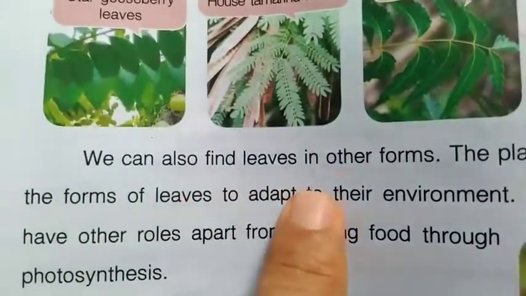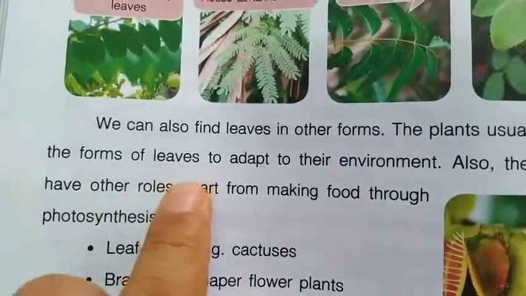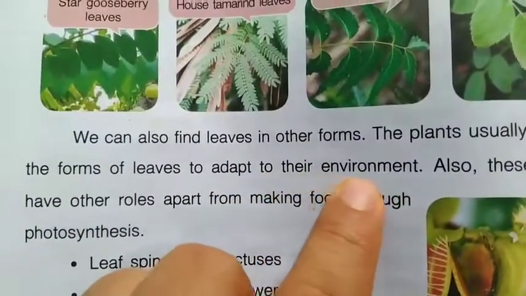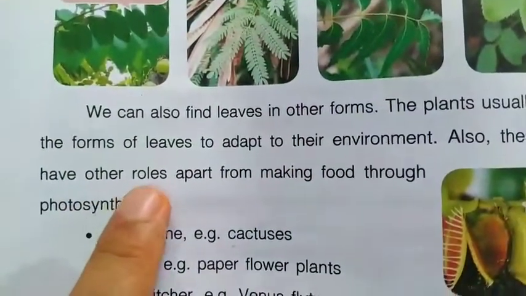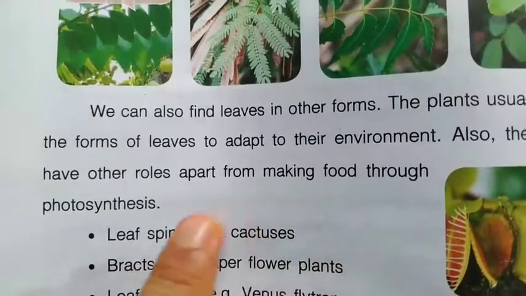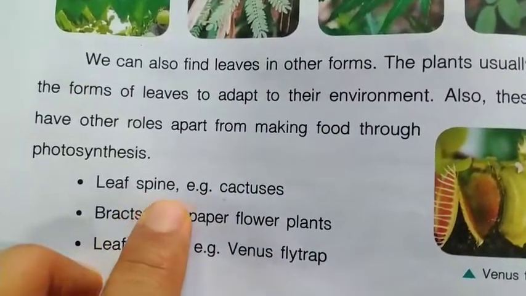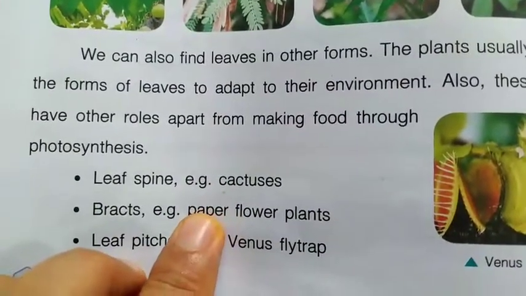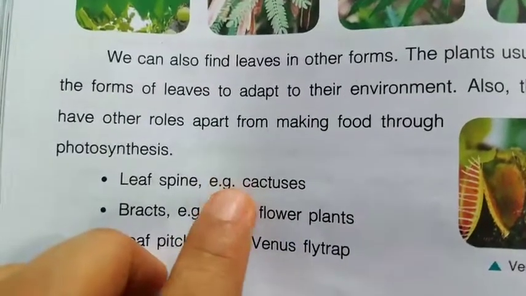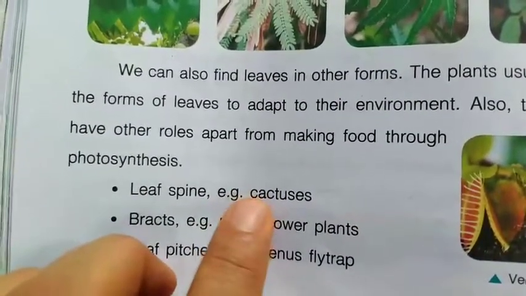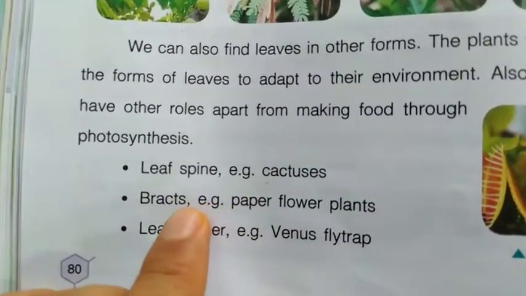So we can also find leaves in other forms. The plants usually change the forms of leaves to adapt to their environment. Also, these leaves have other roles apart from making food through photosynthesis. For example, leaf spines, like on cactuses. Cactuses do not have leaves, right? But they have the green color. They use the green color of the stem to make food through photosynthesis.